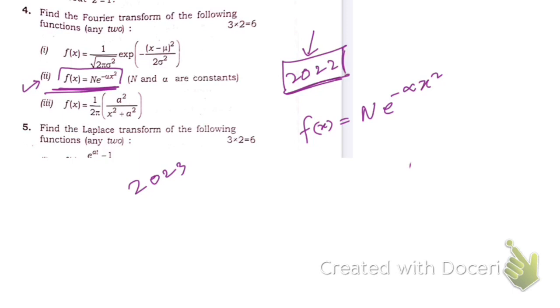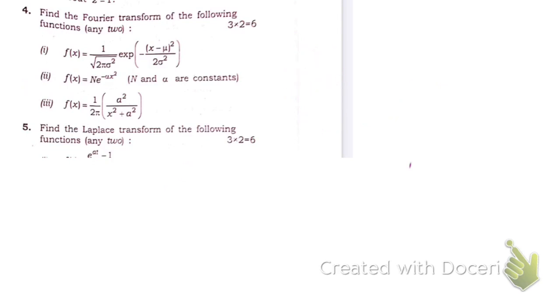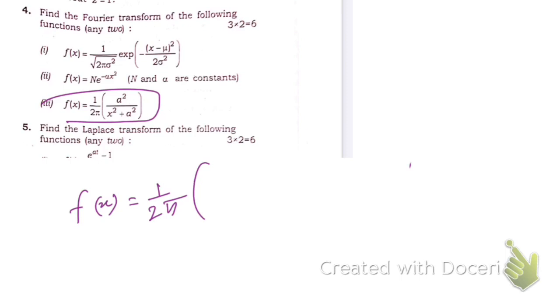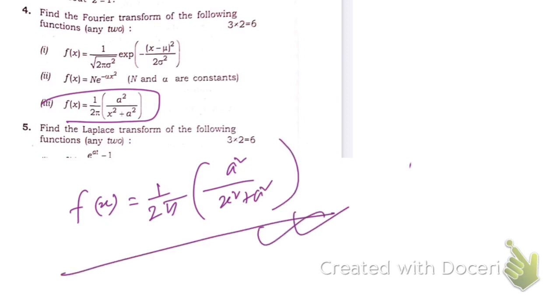So now let's move on to the next one. So here you see, let us find a Fourier transformation of this. Here f of x is equal to 1 by 2 pi into a square by x square plus a square. That's what we need to find the Fourier transformation of.